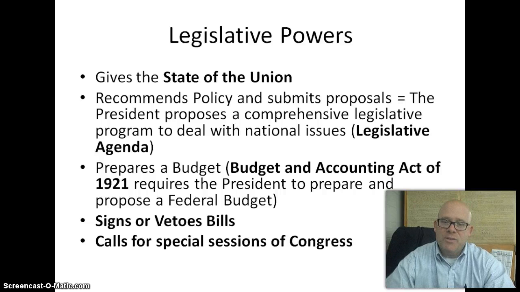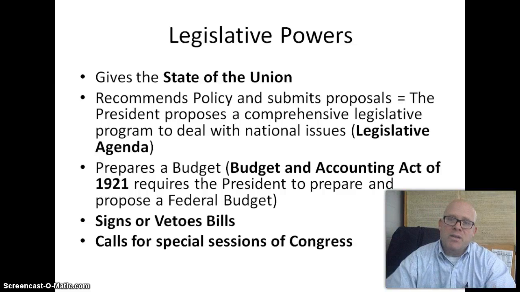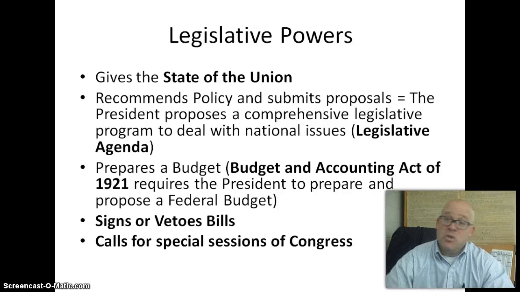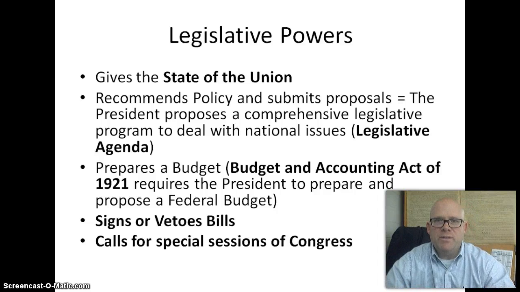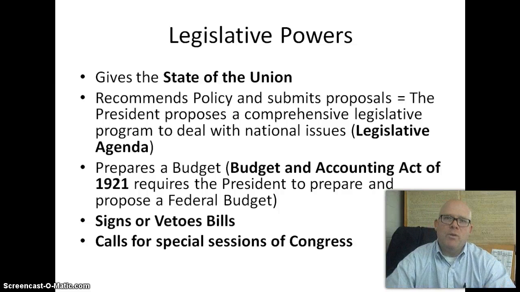He also has the legislative power of signing or vetoing bills. He can either reject or sign into law bills passed by Congress. He also has the constitutional power to call for special sessions of Congress. If Congress goes on recess, let's say for vacation over the holiday break, and the president feels that Congress needs to get back to work, there's a pressing issue, there's a national emergency, he can bring them and force them back into session.